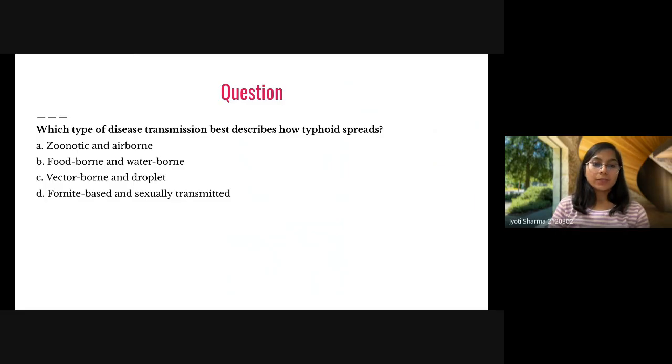Okay, the next question is, which type of disease transmission best describes how typhoid spreads? The options are: A, zoonotic and airborne. B, food-borne and water-borne. C, vector-borne and droplet. And D, fomite-based and sexually transmitted.